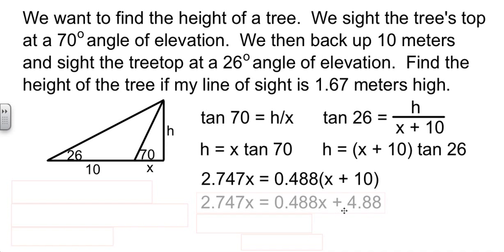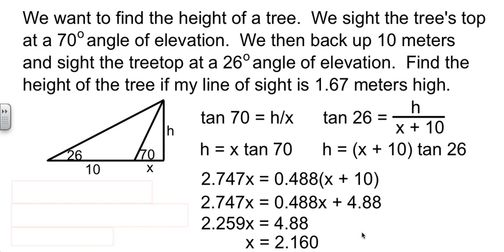Well, now I can distribute, get the x's to one side, and then divide. And that tells me that x, my distance away from the tree to start with, is 2.160 meters. Okay. Now that doesn't tell me the height yet, but now I can use either one of these two equations to find the height. I'm going to choose this one because there's less arithmetic involved. X is 2.160, tan 70 is 2.747.